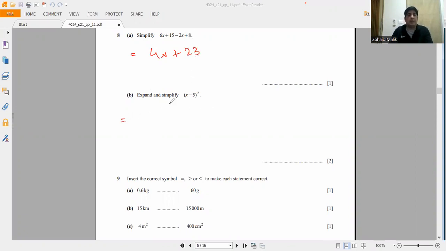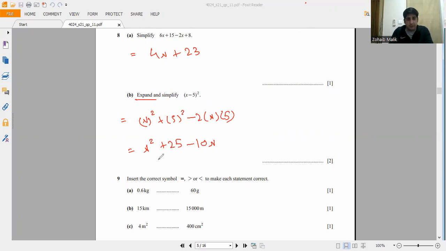Next B part is expand and simplify. X minus 5 whole square will be considered as a minus b whole square. So a minus b whole square is equal to a square plus b square minus 2 into a into b. So this would be x square plus 25 minus 10x. Because the question is given expand, we have already expanded, there is no need to solve it further.